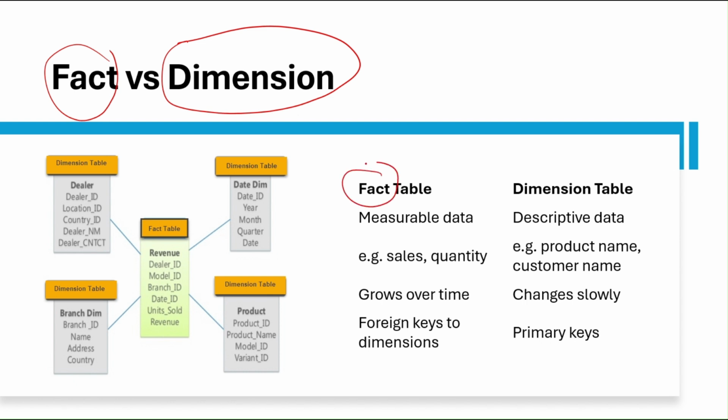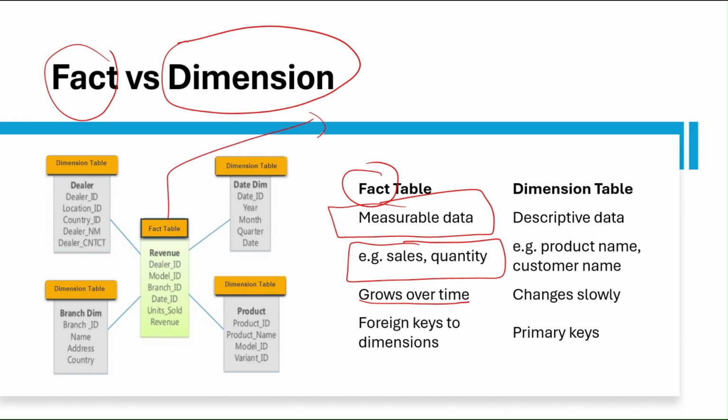First, fact. It is measurable data. Example: sales, quantity. These are measurable data. It is meant to grow over time. I will explain this again. So we can easily understand facts as quantifiable data.